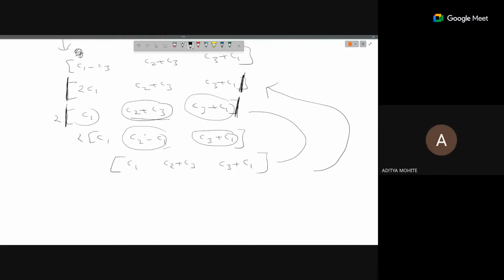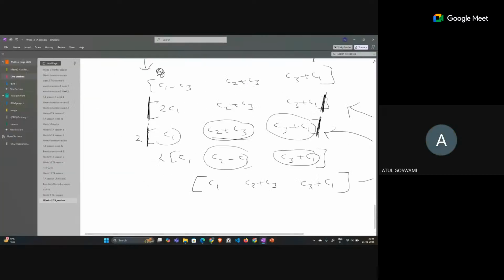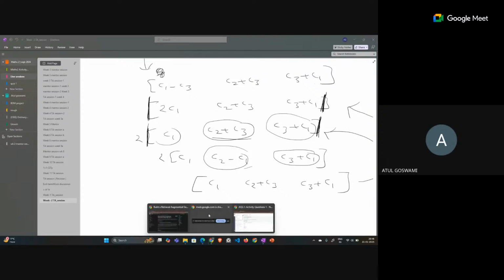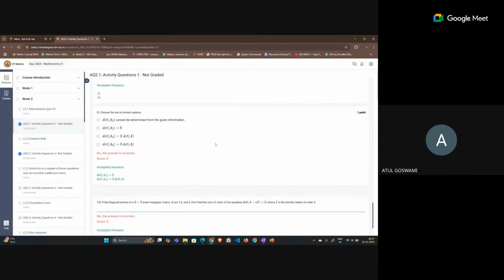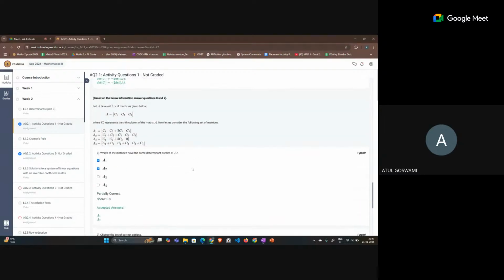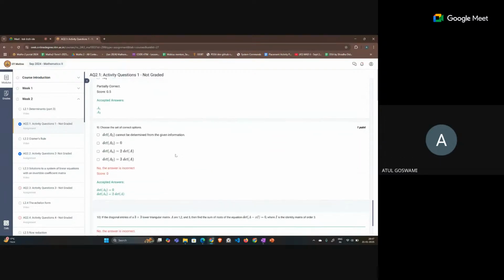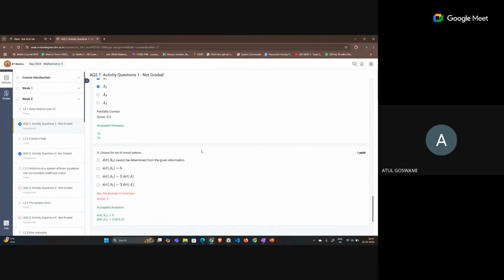Yes, sir. I have a doubt in the practice assignment, sir. This is question number 8. There is also a doubt in question number 9. Choose the set of correct options: determinant of A3 cannot be determined from the given information. This question is actually related to this. What is A3? Yes, this is true.